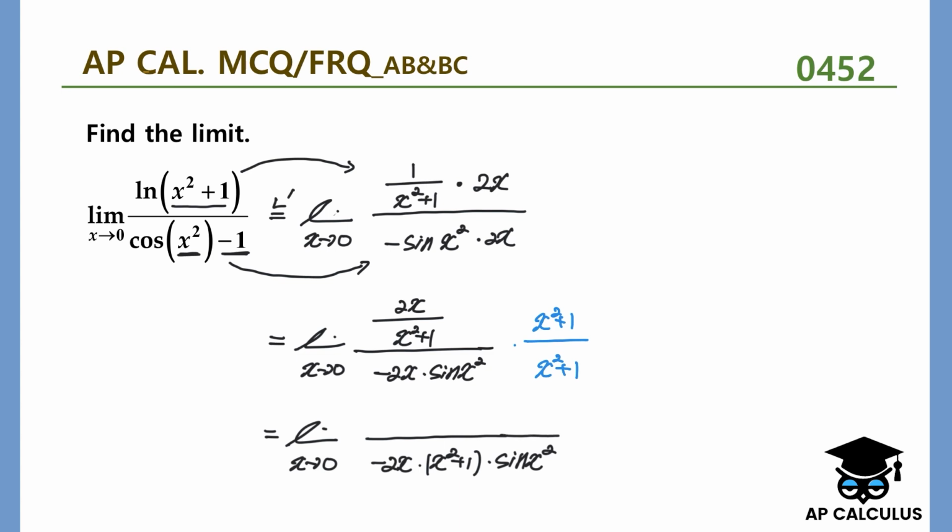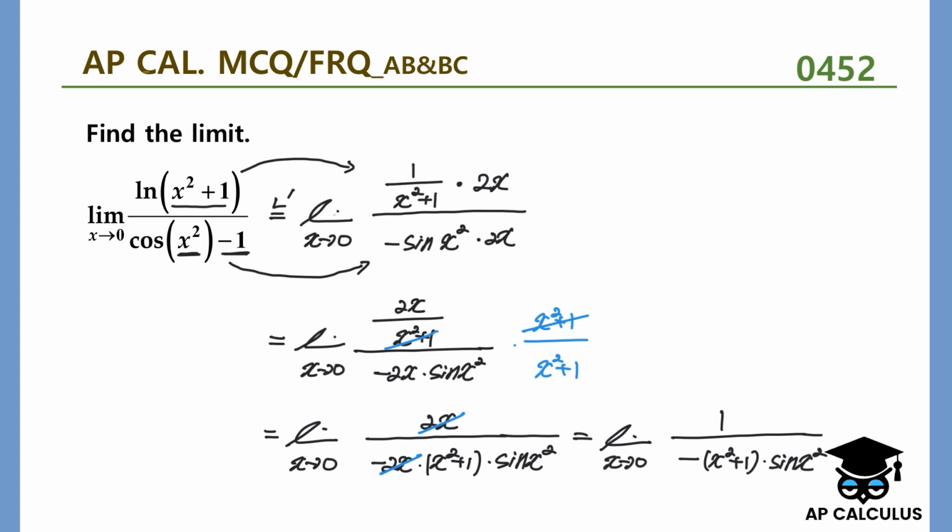Numerator, this cancels out, right? So we only have 2x. And also cancel these terms out, right? So we have the limit as x approaches 0 of 1 over negative x squared plus 1 times sine x squared, right? So let's think about this limit right here.